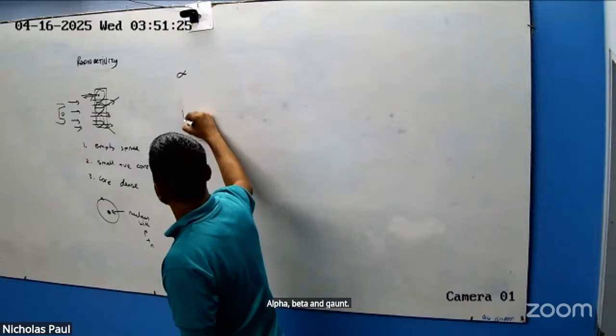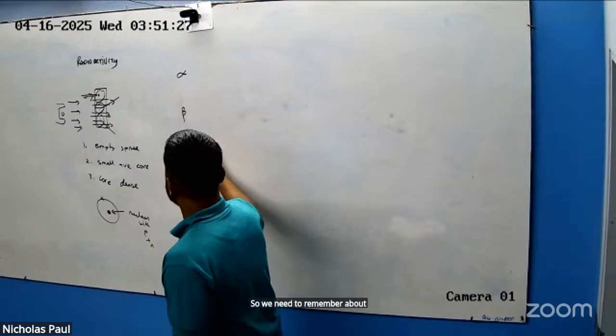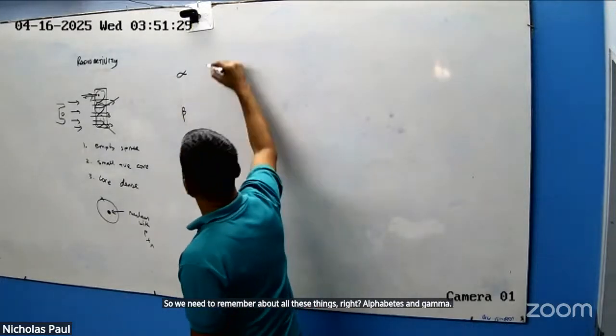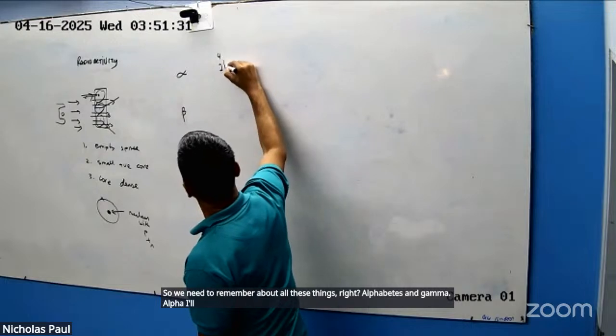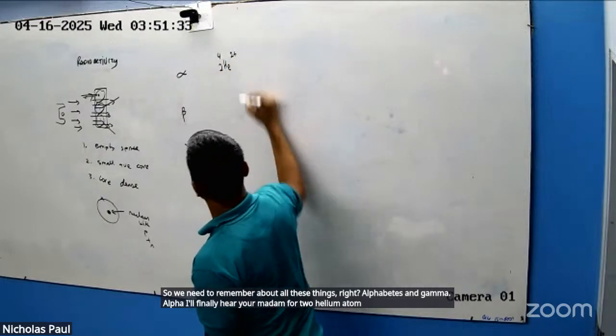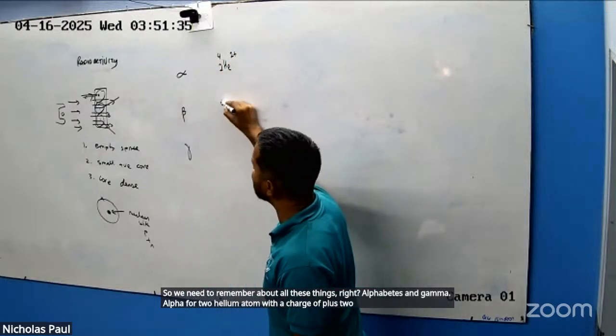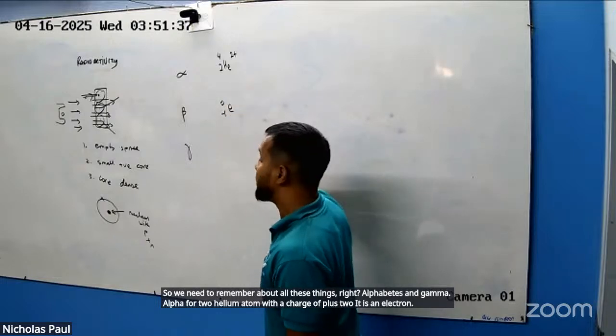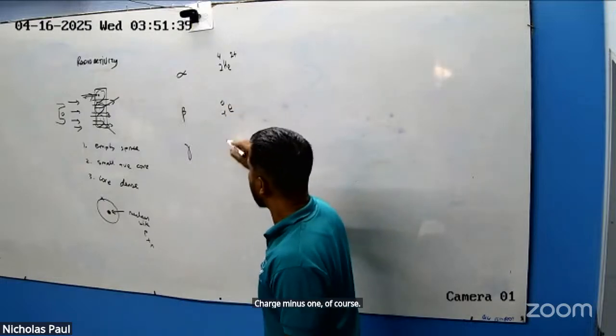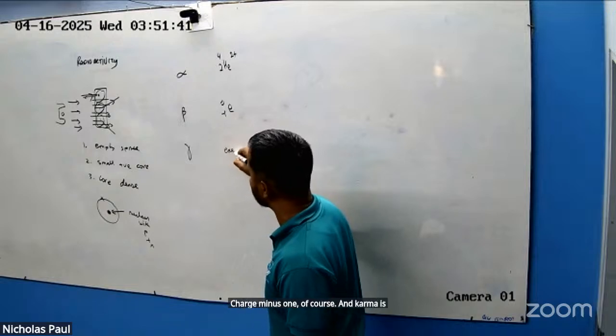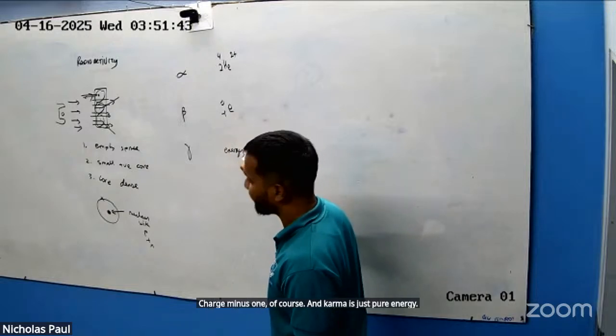So we need to remember about these things. Alpha, beta, and gamma. Alpha is a helium atom, 4,2 helium, with a charge of +2. Beta is an electron, charge -1, of course. And gamma is just pure energy.